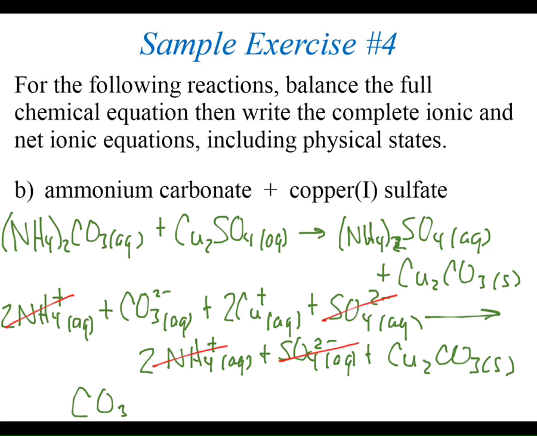Carbonate, aqueous, plus 2 copper, aqueous, goes to Cu2CO3 solid. So that's what was left. The order doesn't matter. You could have had the coppers first, then the carbonate. It doesn't matter as long as the reactants are on the reactant side, products on the product side. Okay? Questions on that? If you made a mistake, did you find your mistake, maybe?